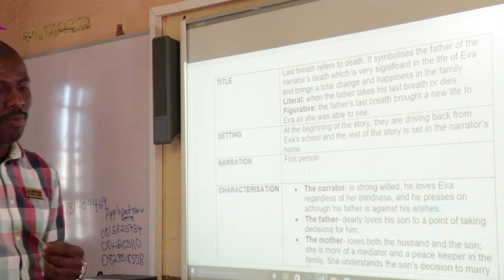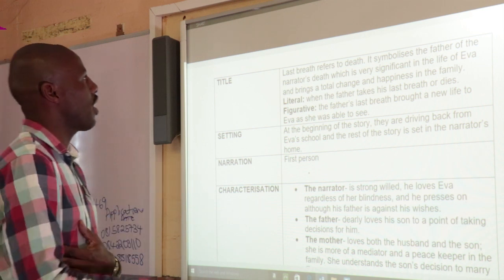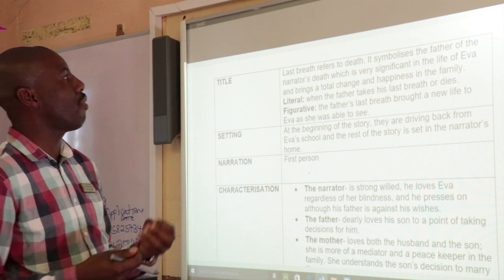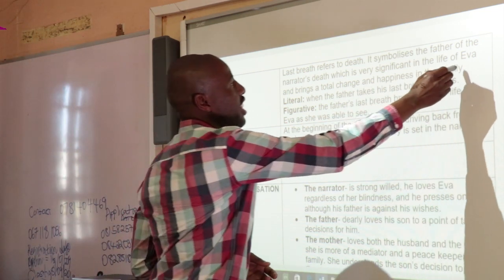Title, again, I said you must always look at the title. There may be a question about the title. Last Breath, it refers to death, literally. It symbolizes the death of the narrator's father, which is very significant in the life of Eva.